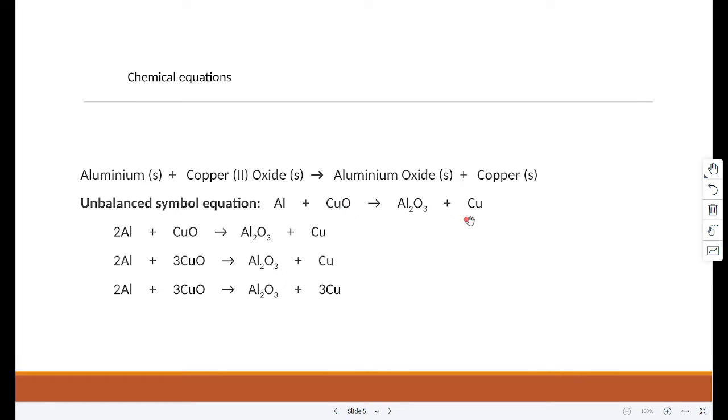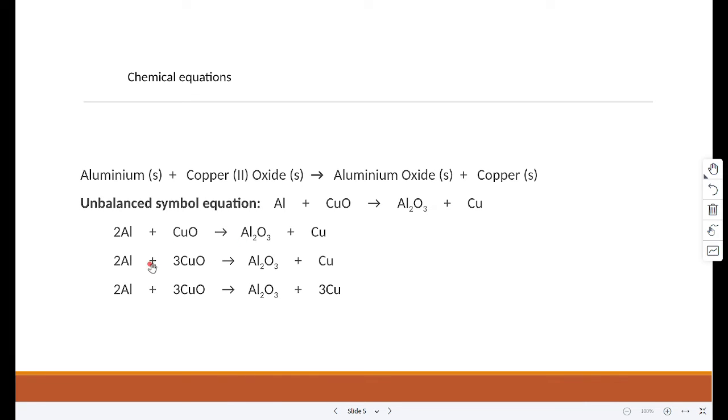Now how will we balance them? So first of all, there is one aluminium atom on the left side, but there are two aluminium atoms on the right side. So what are you going to do? You are going to write 2 over here. Now 2 aluminium and 2 aluminium. So that means these both aluminiums are equal.